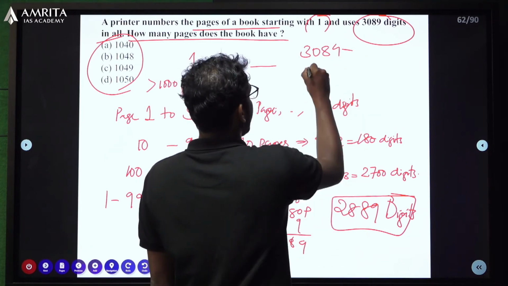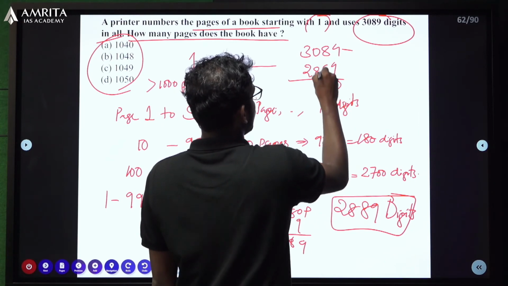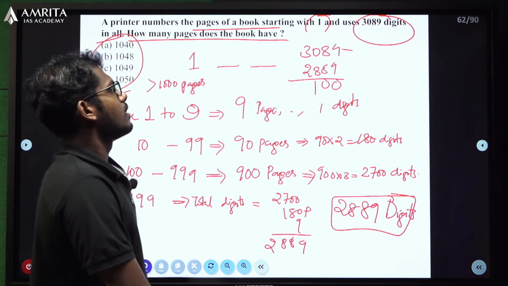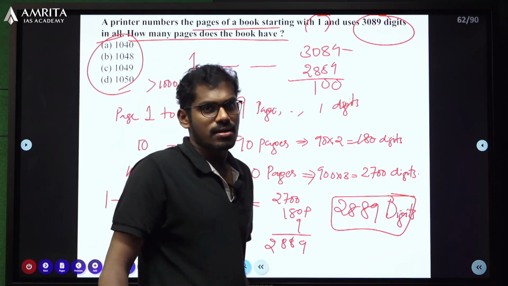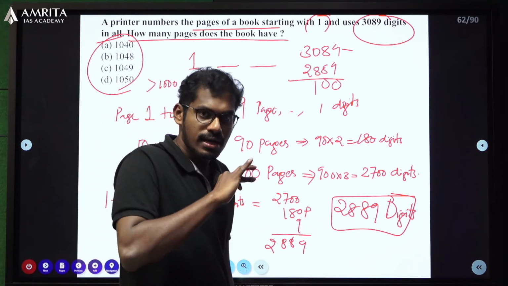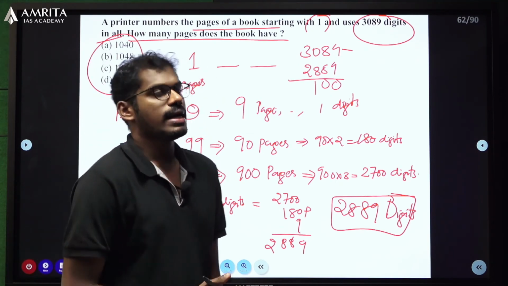3089 minus 2889 is 200. So the remaining digits are still remaining, and these digits are printed in the remaining pages. So we have to find how many pages are remaining.